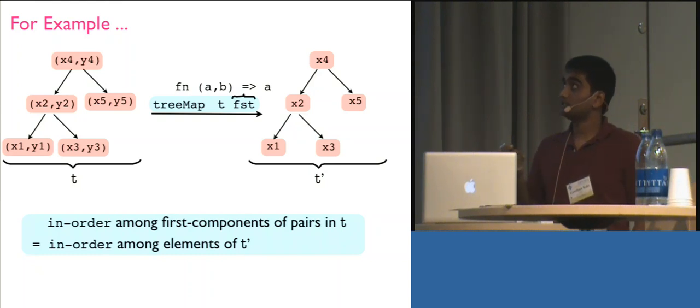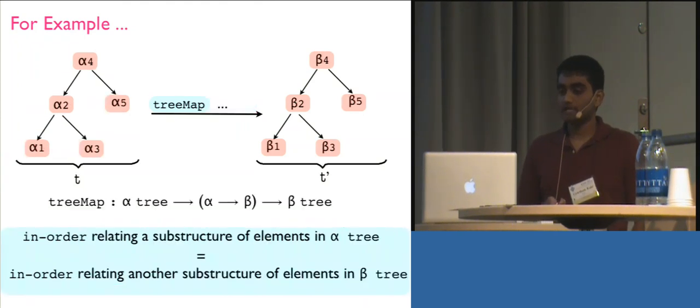So the application of tree map to T and FST has to satisfy this invariant, which means that the type of tree map itself needs to be more general, in that it needs to relate the in-order among any substructure of elements in the alpha tree, where the alpha tree is its input, to the in-order that relates some other substructure of elements in the beta tree, where the beta tree is the result of tree map. So how do we express this invariant?